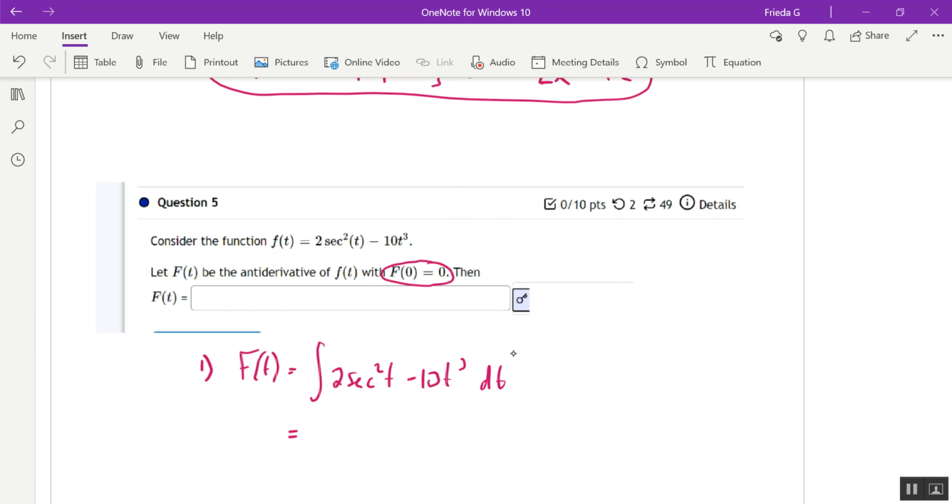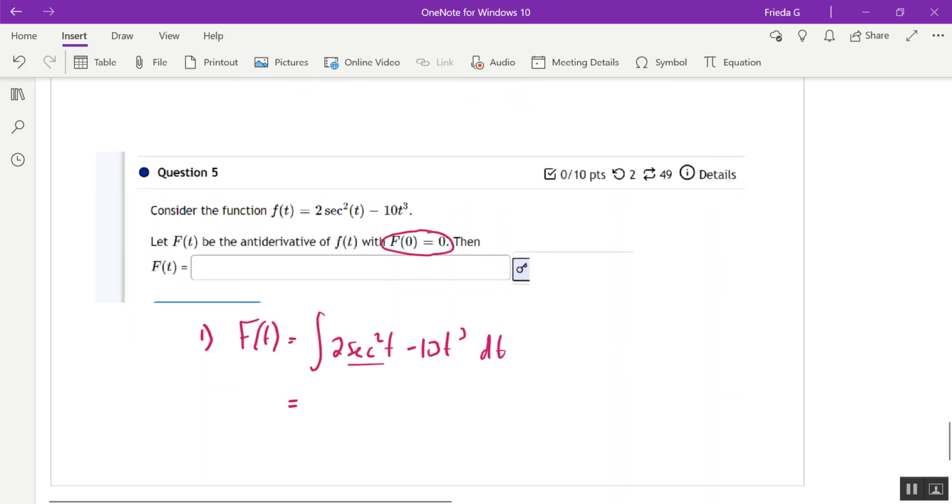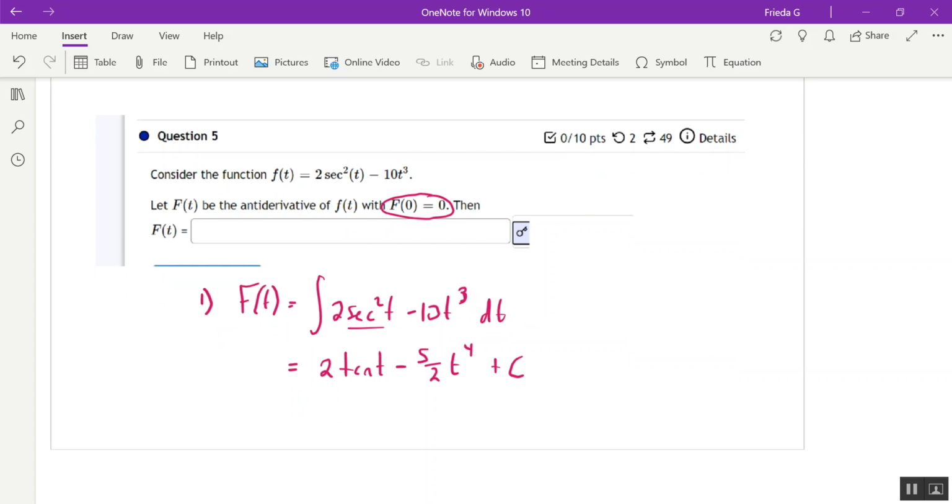Okay, and so now you can use the Bible, or you can just think, well, what function has derivative secant squared? That's tangent. So 2 tangent t minus, this is a 3 here, so we add 1 to get 4. 10 over 4 is 5 halves, t to the fourth plus c. So that's step 1. Now we know F up to a constant.